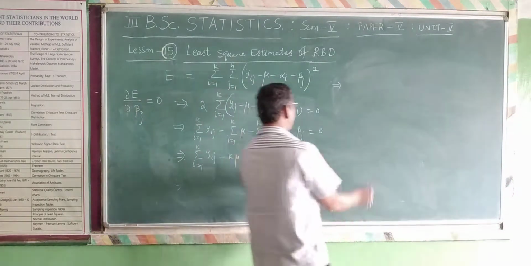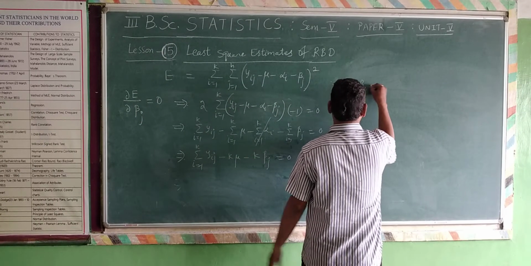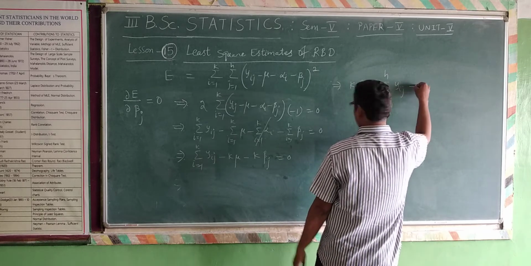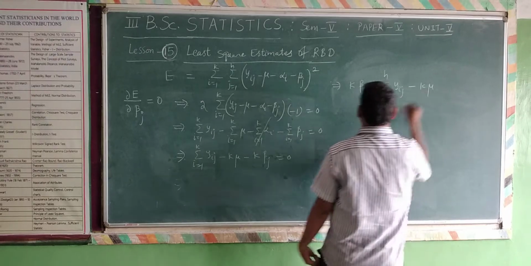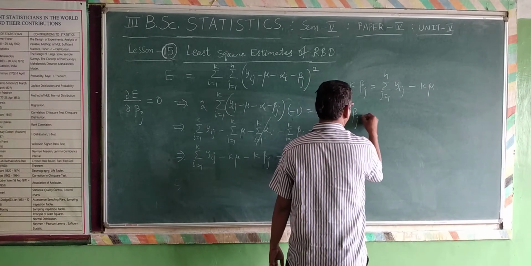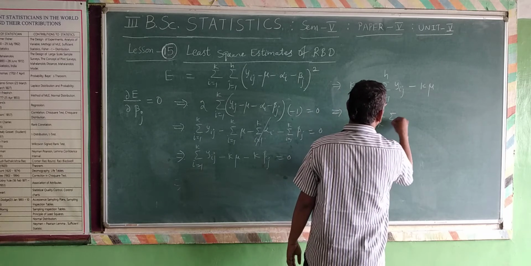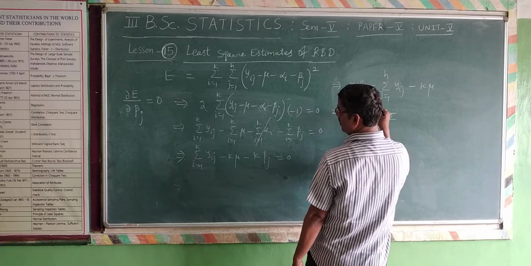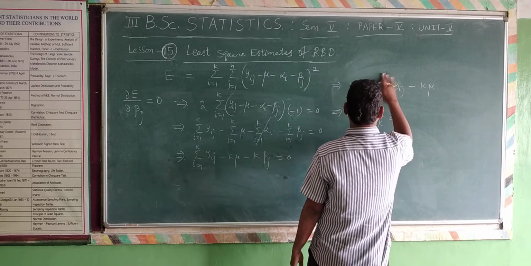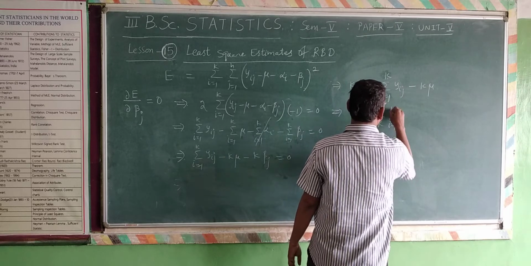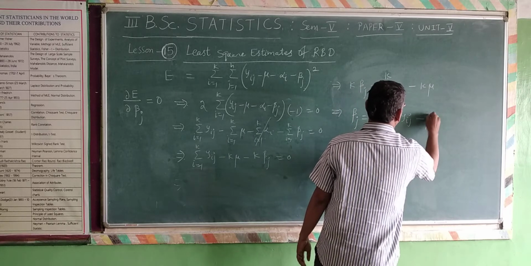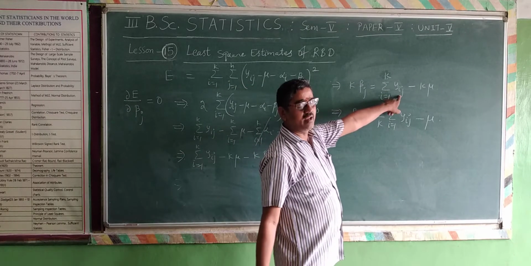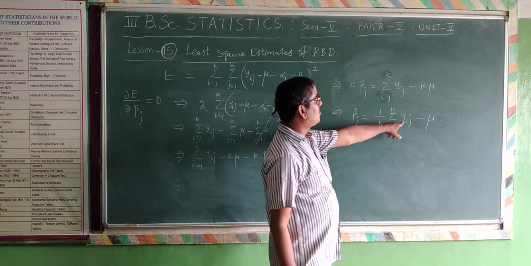So therefore, taking the right hand side, k into beta j is equivalent to the summation i equals 1 to k yij minus k mu. So divide by k, beta j is equivalent to 1 by k summation i equals 1 to k yij minus mu. This is summation i equals 1 to k yij, and 1 by k summation i equals 1 to k yij.